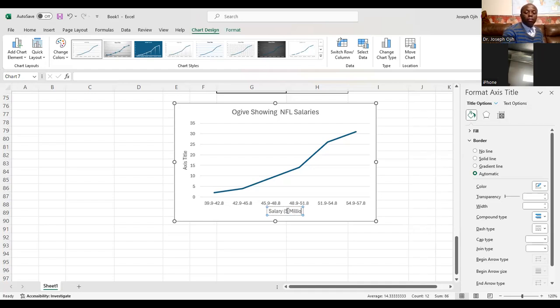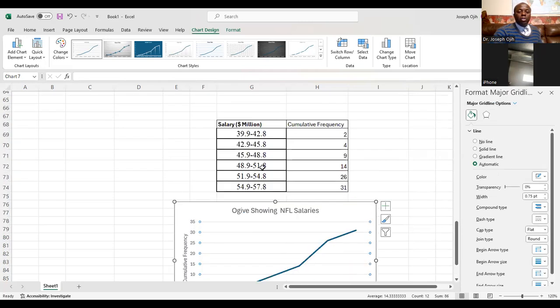Then the frequencies, we call it the cumulative frequency. So the ogive is just the plot of the interval against the cumulative frequency.